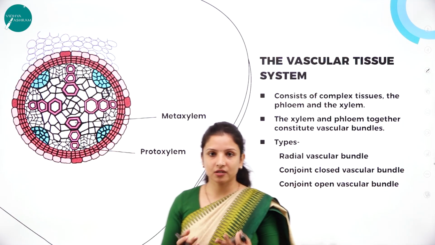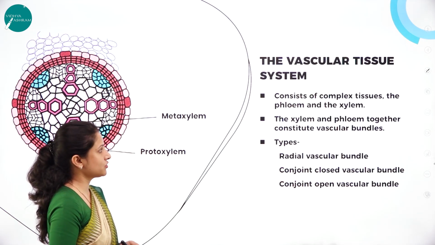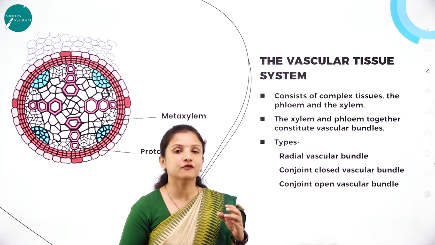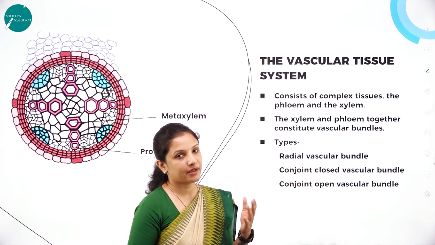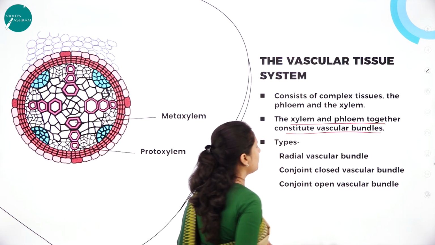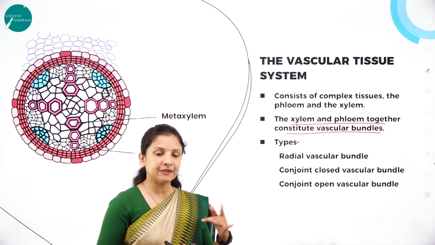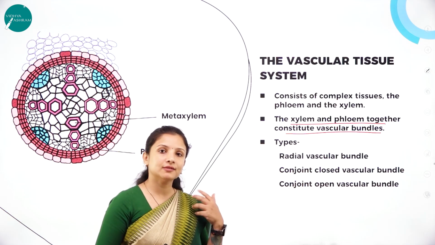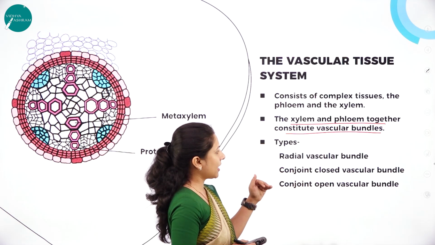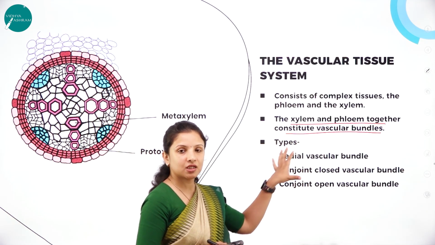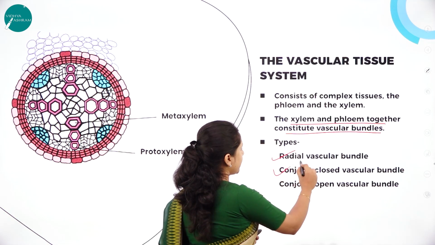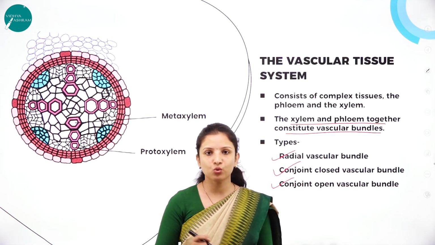So next one, after the ground tissue, we will move on to the vascular tissue system. So what is there in the vascular tissue system? The vascular tissue system consists of complex tissue wherein they have the xylem and the phloem. The xylem and the phloem together constitute the vascular bundles, and they are of different types based on how they are arranged. And we know that the xylem is the water conducting tissue and the phloem is the food conducting tissue. So based on that, there are different types, but these three are the ones that are important in the PUC. They are the radial vascular bundle, the conjoint closed vascular bundle, and the conjoint open vascular bundle.